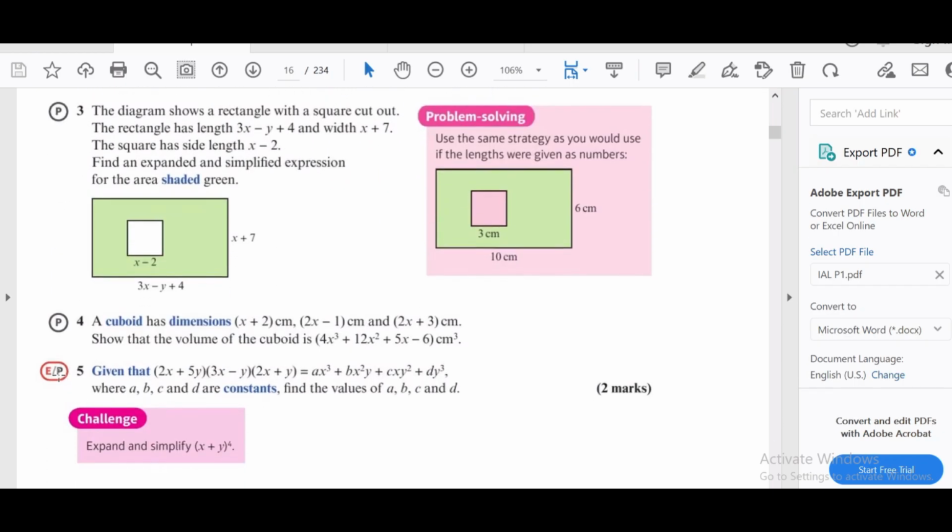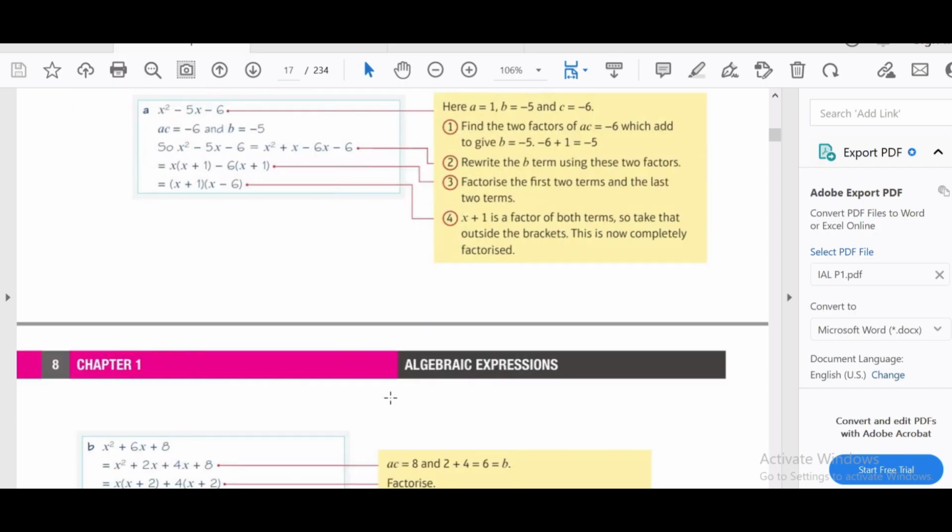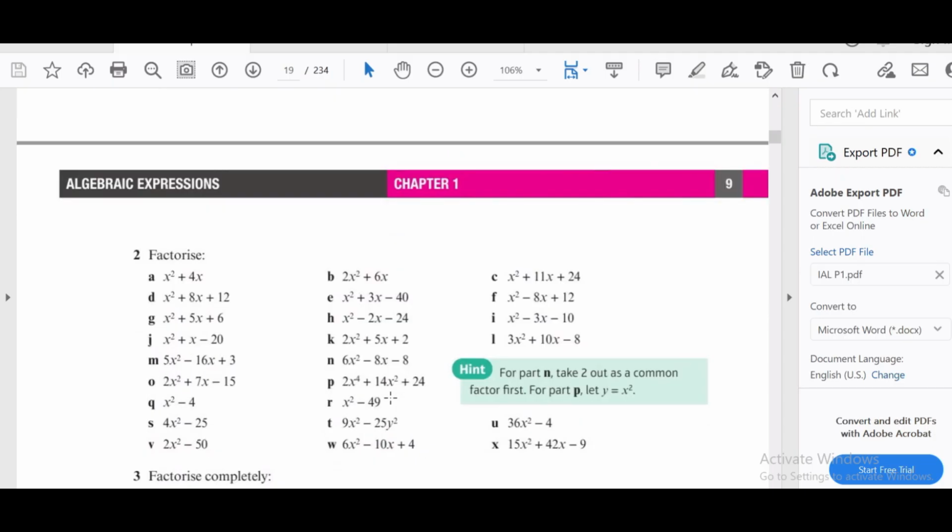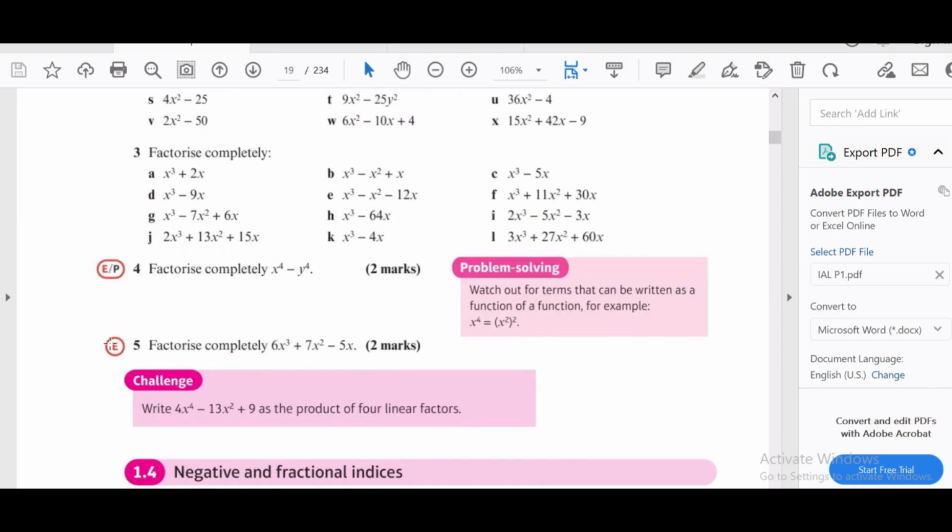These questions are important. Sometimes E/P, where E means exam style questions. You will see this type of questions in the past papers. So these questions are important. I'm gonna go to the next exercise. You will see E/P or E. These are all important. Okay, you should not miss these questions.